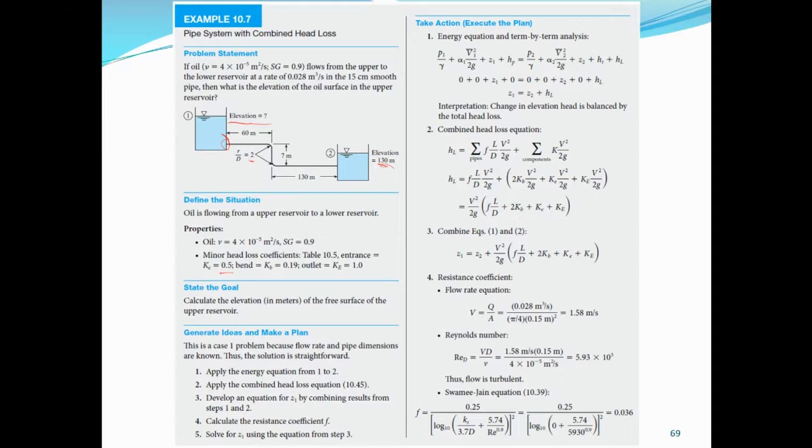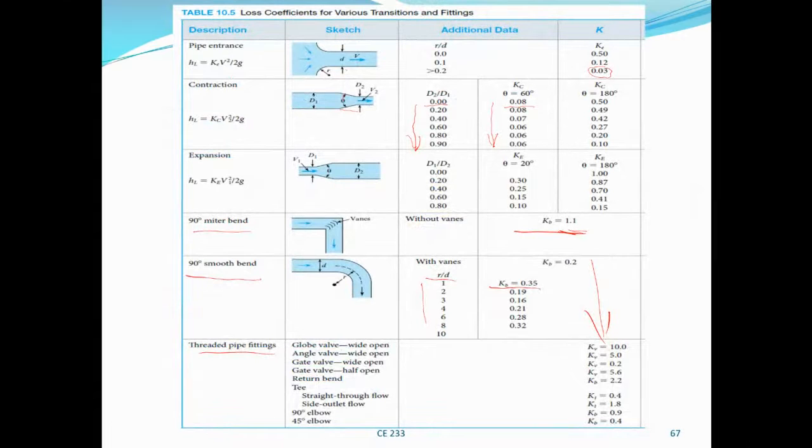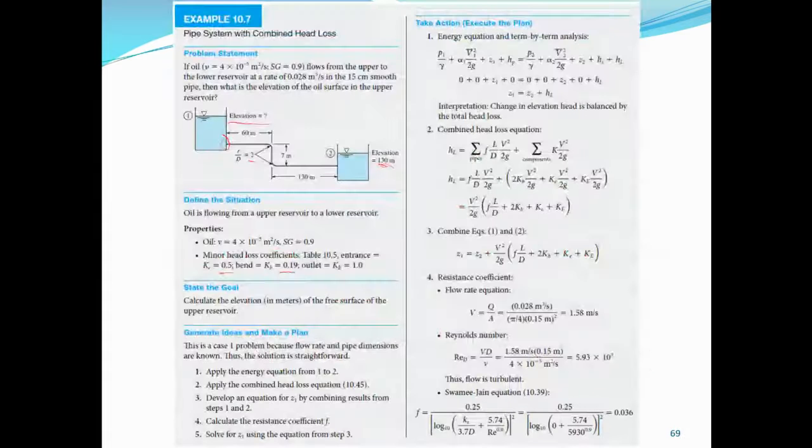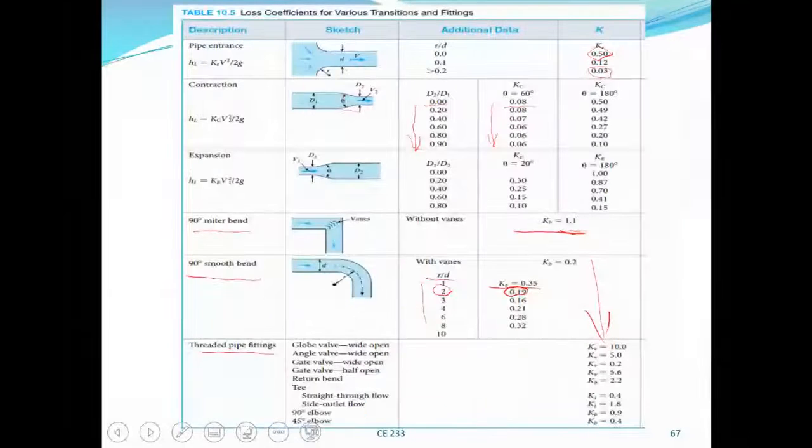For bend, you have R over D equal to 2, you have 0.19, which is this. For entrance, this is for entrance, okay, 0.5. And then for bend, R over D equal to 2, so K, the minor loss coefficient, is 0.19. But we have 2 of the bends, and you have outlet, the loss here also, which is the exit loss.